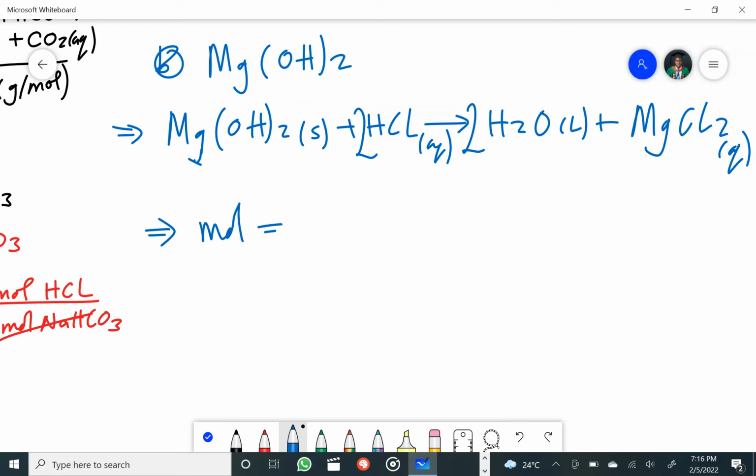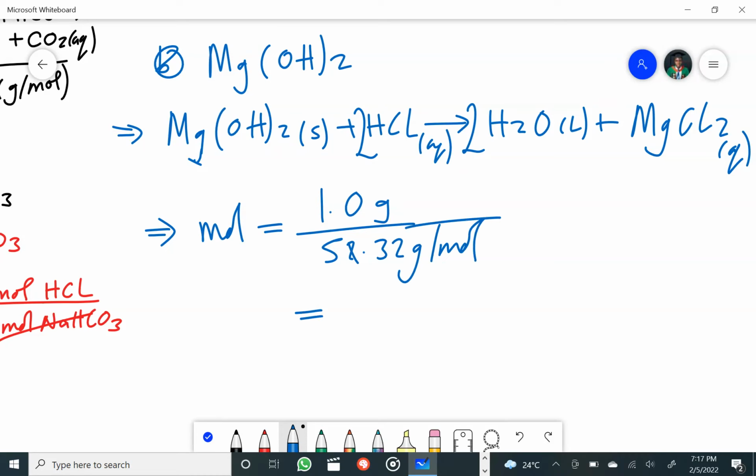Since it's balanced, what we're going to do then is find the moles of magnesium hydroxide that are in 1 gram. So for 1 gram, the molar mass is, oh sorry, rather 58.32 grams per mole. So the number of moles is 1.71 times 10 to the power minus 2 moles of magnesium hydroxide.